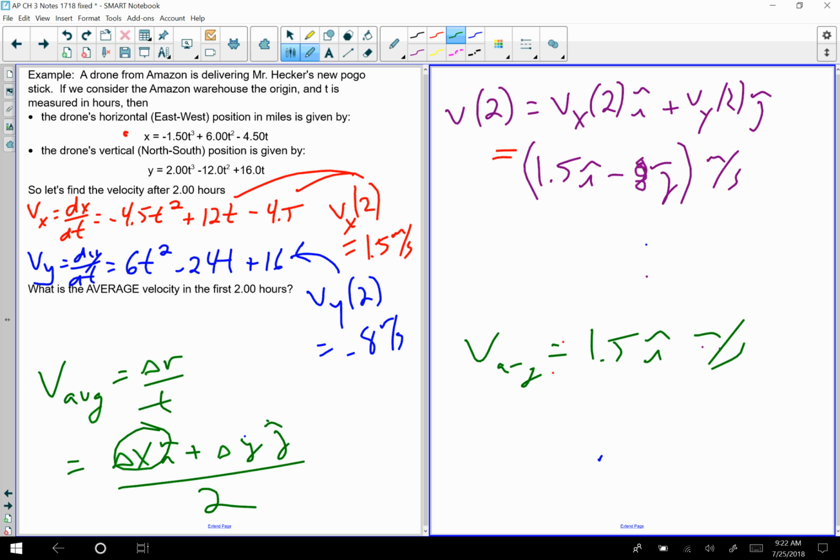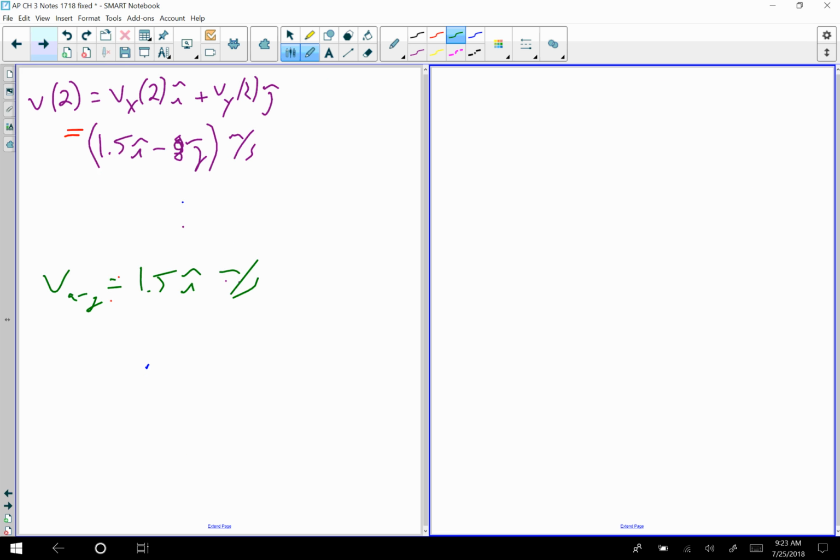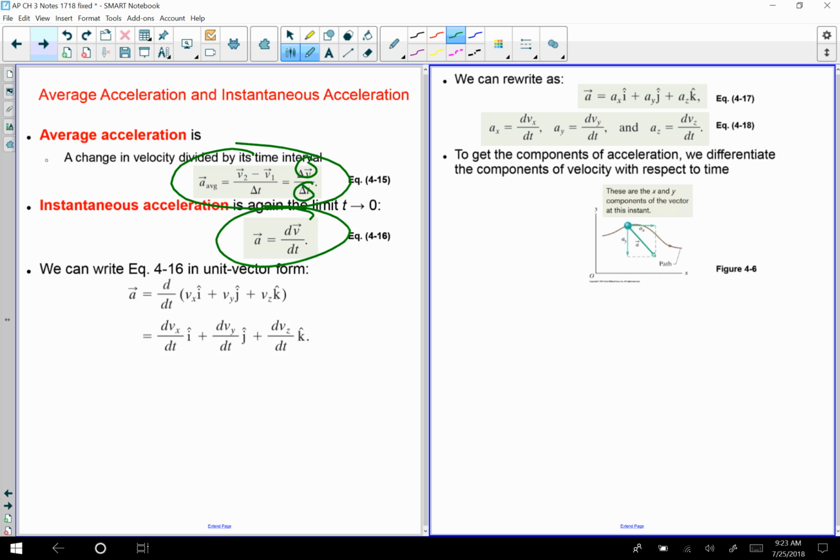All right, so now, what if we want to talk about acceleration? Here's where things get a little more involved. Acceleration is, again, exactly what you'd think it is. If you're talking about average acceleration, you just find your change in velocity and divide it by your time. And to find your instantaneous acceleration, it's just taking another derivative, okay? This is basically more of the same thing.